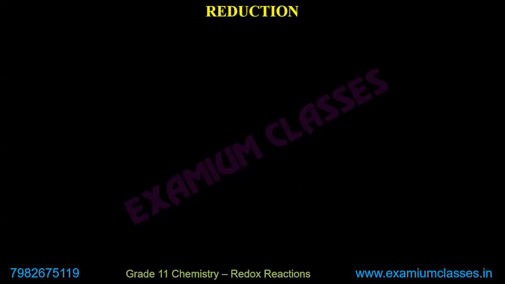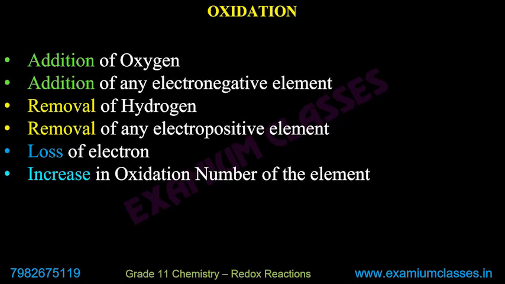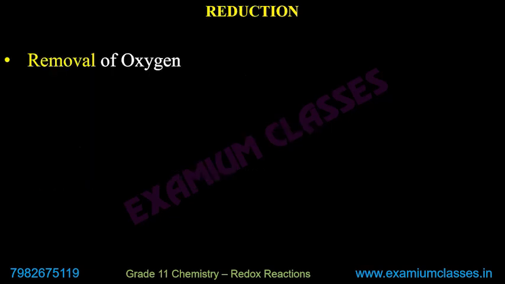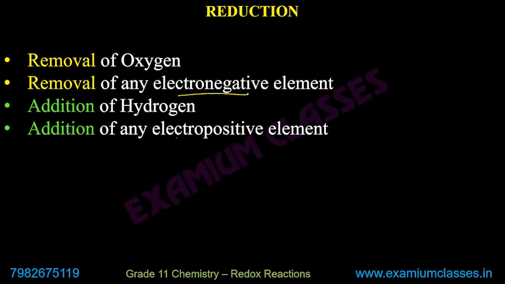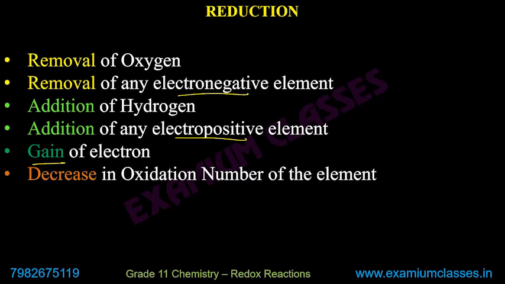Now, how do you define reduction? Reduction will be just opposite of these. In case of addition, you need to have removal. In case of removal, you have to have addition. Here you have to have gain, and here decrease. So just opposite of these will make it reduction. Removal of oxygen or any electronegative element is reduction. Addition of hydrogen or any electropositive element is reduction. Instead of loss, gain of electron is reduction. Instead of increase, decrease in oxidation number is reduction.